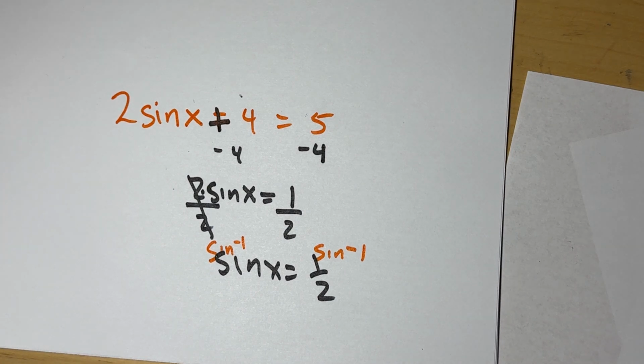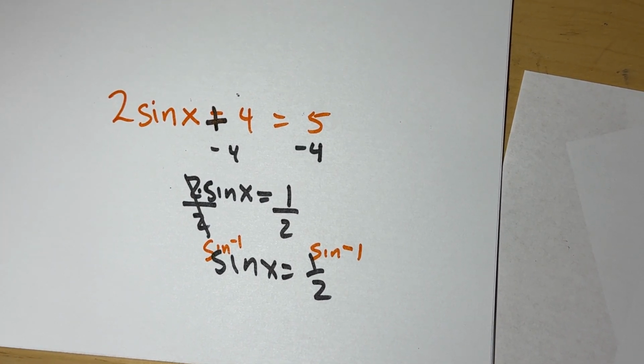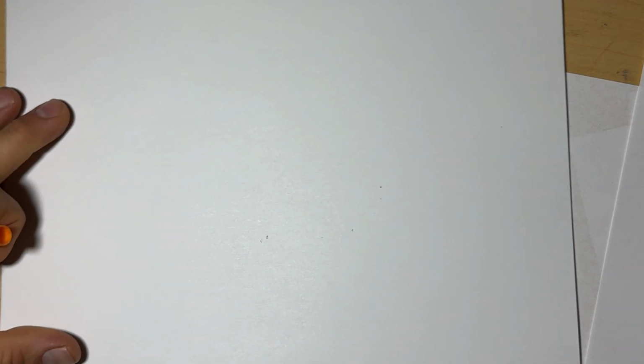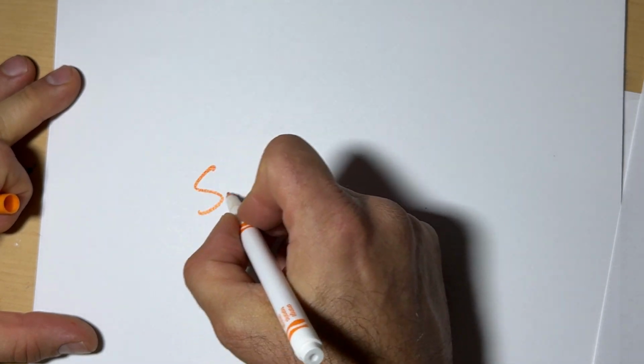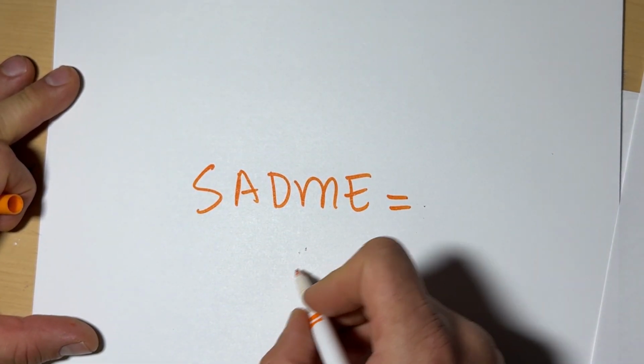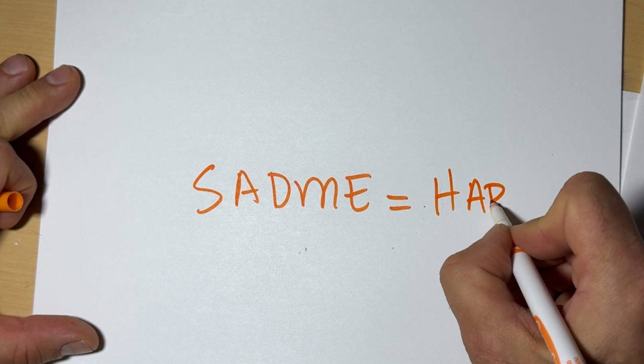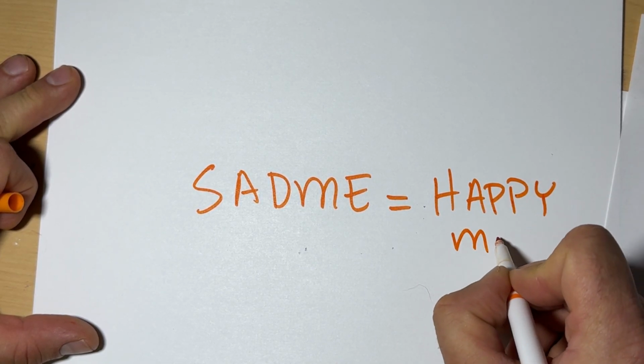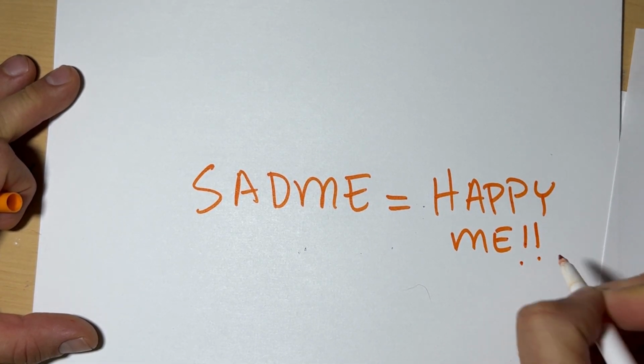So we could use the SADME method even in higher math. We always do the adding and subtracting. Then we deal with the multiplying and dividing. Then we deal with exponents. Sad me is a happy me, because now I know how to solve.